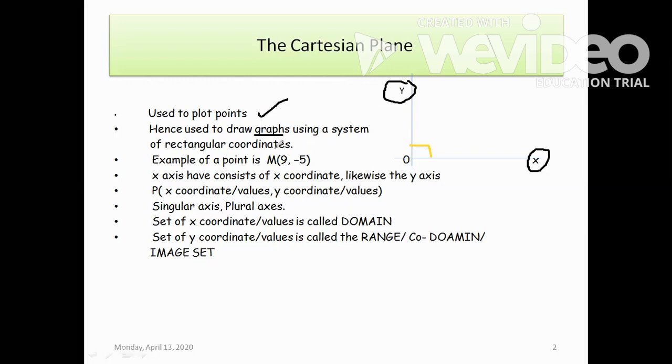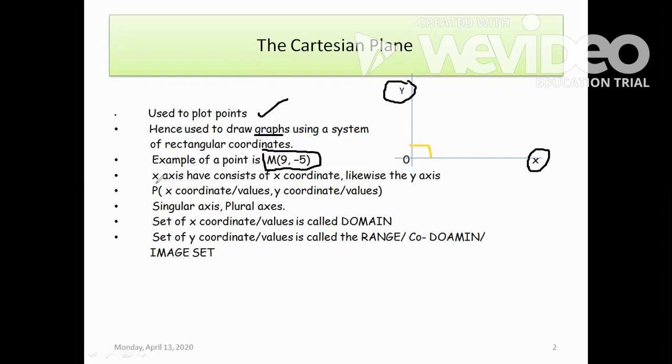Alright, now an example of a point. Let's say we have this point here. M is (9, -5). Now the M represents the name of the point. The 9 represents the x coordinate. And the negative 5 represents the y coordinate. Alright, so we always write the x coordinate first, followed by the y coordinate.